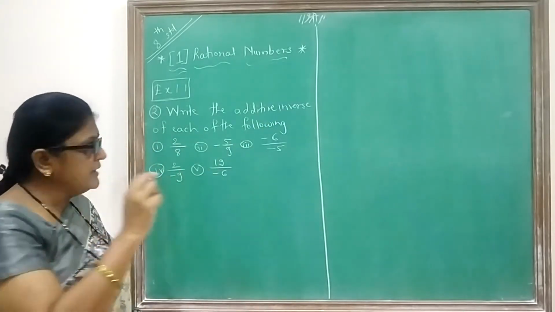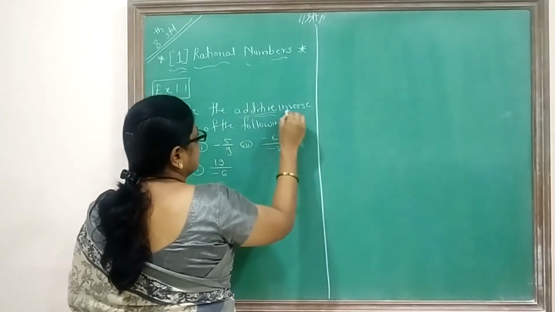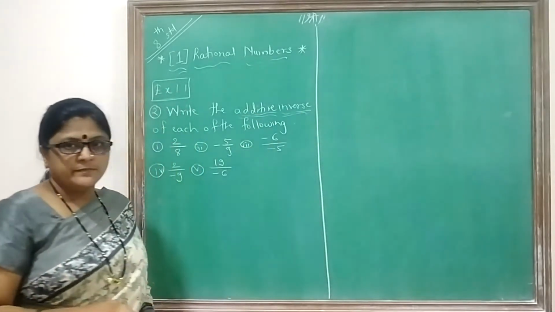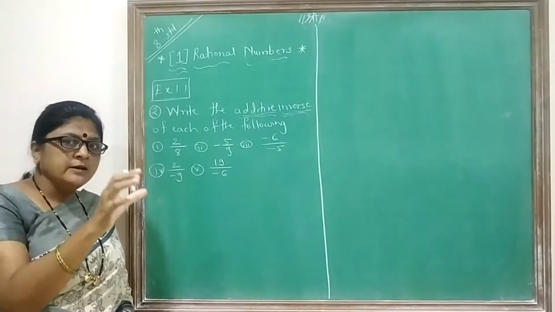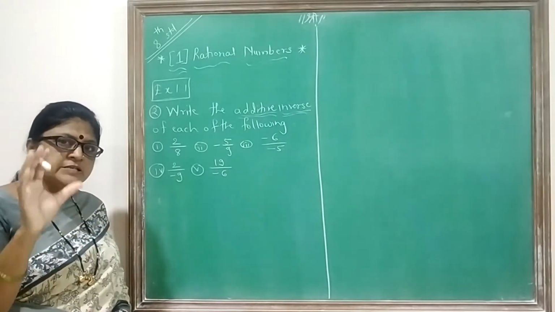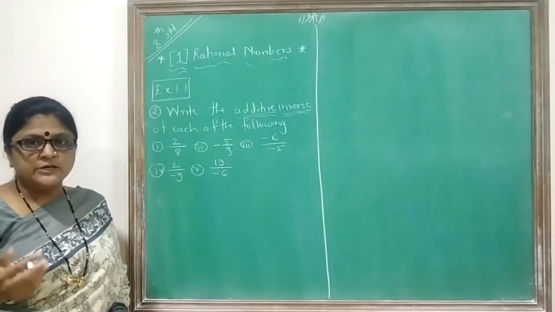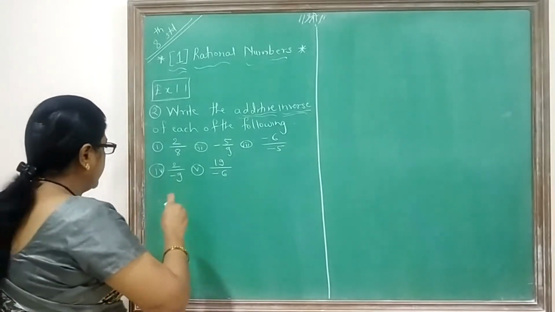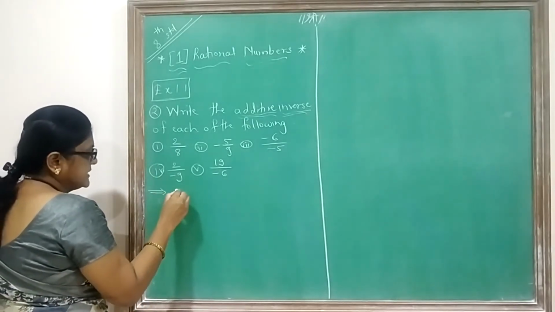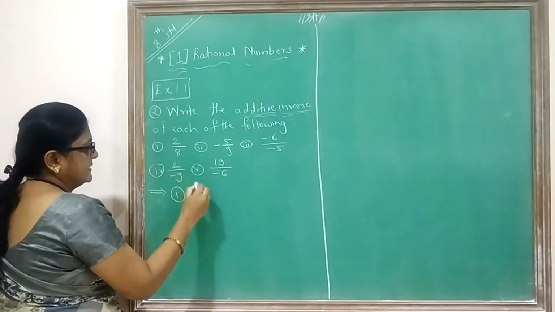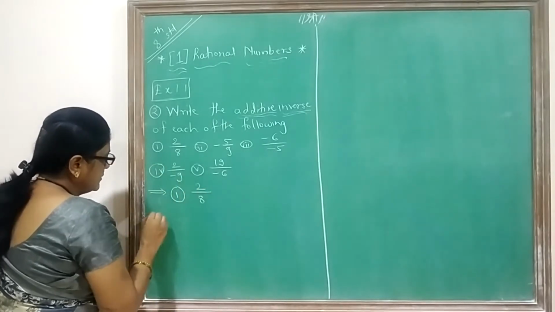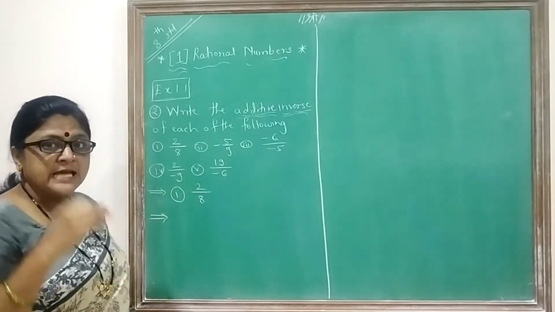Then what is the meaning of additive inverse? Its meaning is, you are given any one example, then you will change its sign. Then this is an additive inverse. You can see here, your first example is 2 by 8, and write its additive inverse.